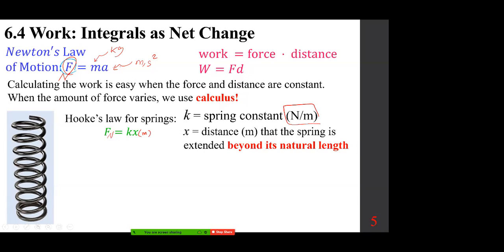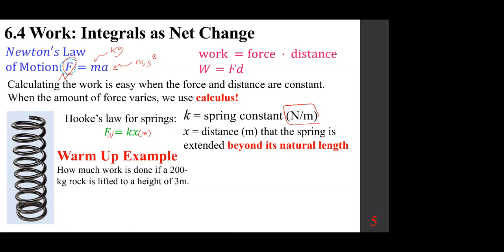This is just refreshing your memory about some basic physics everybody has had, I hope. If not, so be it. All right, so let's look at a very simple example. We want to see how much work is done if a 200 kilogram rock is lifted to a height of 3 meters, which means we are using this formula. W equals F times D, and F is MA. Because we are lifting up, instead of MA, we're going to use MG.